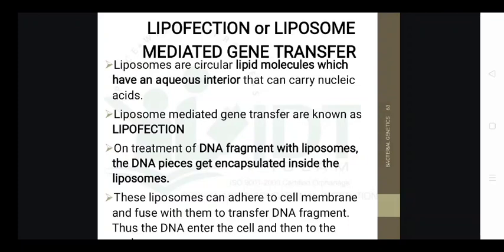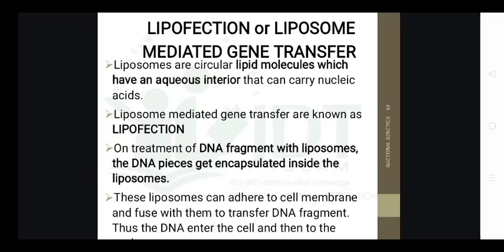Next method is lipofection or liposome mediated gene transfer. As we all know, all the materials will not cross the membrane, as it is a lipid membrane. Based on this principle, we are using lipid molecules which have an aqueous interior. Liposomes are circular lipid molecules which have an aqueous interior that can carry nucleic acid. The liposome mediated gene transfer is known as lipofection.